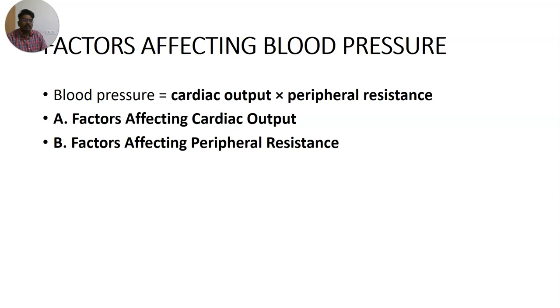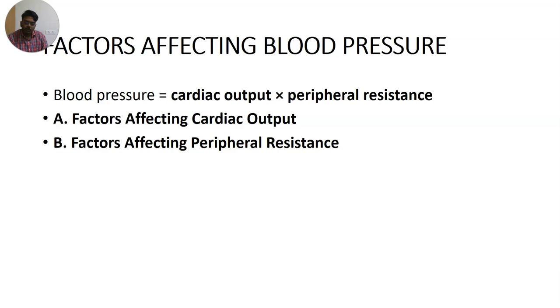Now, what are the factors which are affecting the blood pressure? We know that blood pressure is the amount of pressure exerted by the column of blood on the walls of arteries while flowing through it. Right? Mathematically, blood pressure is derived as cardiac output multiplied by the peripheral resistance. Now, what do we mean by cardiac output? The formula for cardiac output is stroke volume multiplied by heart rate.